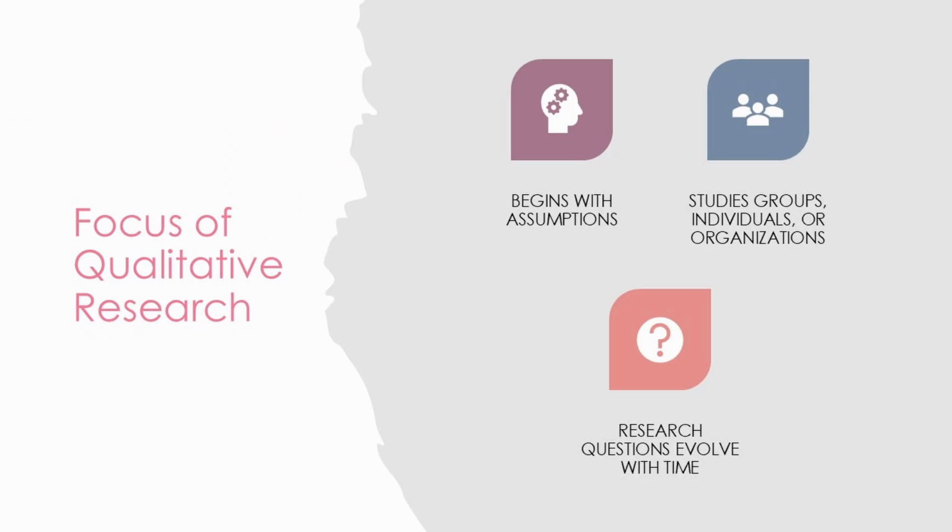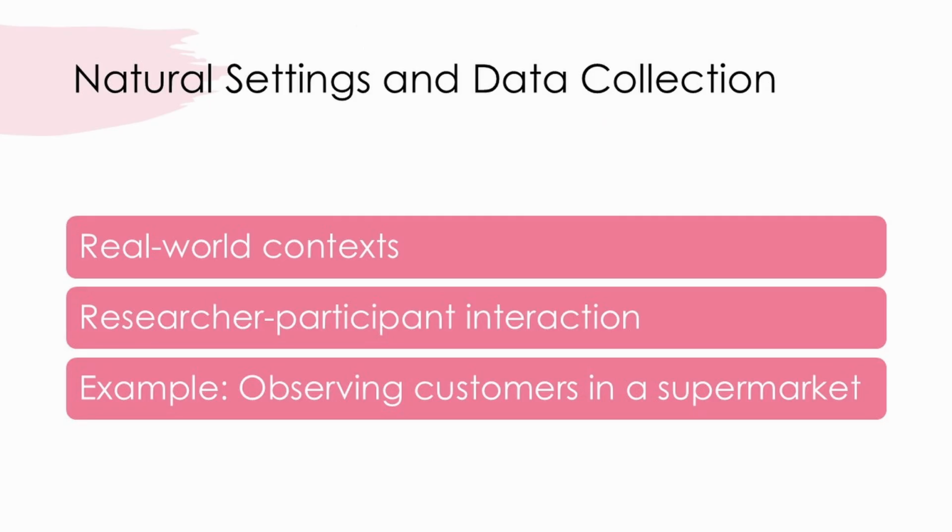Focus of qualitative research. Qualitative research usually begins with assumptions about a problem or issue. From there, it moves on to explore complex social realities by examining groups, individuals, or organizations. What sets it apart is its flexible nature. Research questions are not always fixed in advance, they can evolve as the study progresses. This openness allows researchers to stay responsive to new insights that emerge during the study.